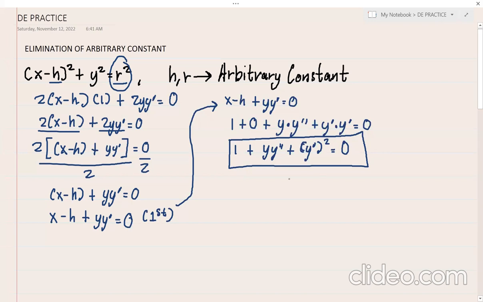So, in this case, in this problem, we get the second derivative. This is its second derivative. Okay? This is the second derivative. And as you can see, after we got the second derivative, the arbitrary constant is gone. So therefore, that will be our answer. Okay?